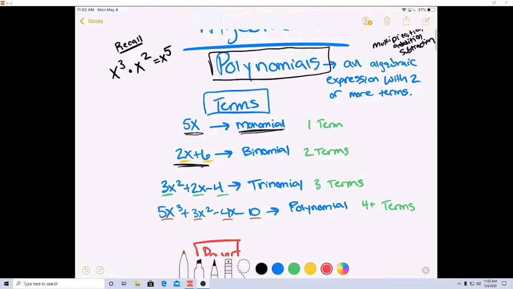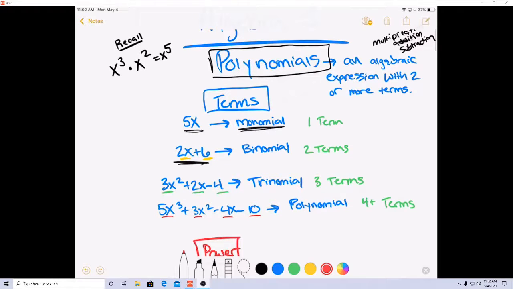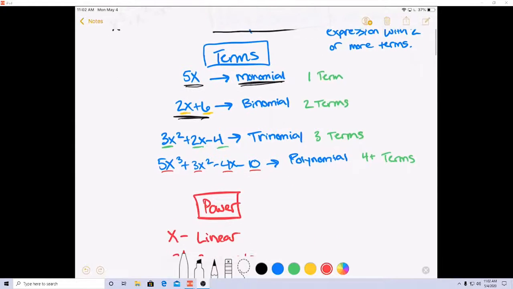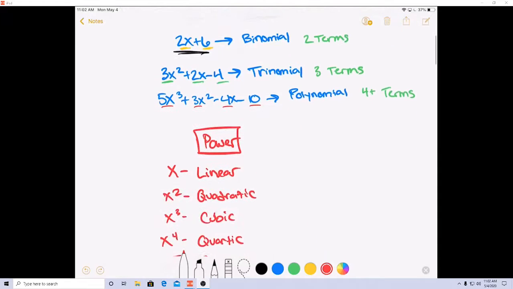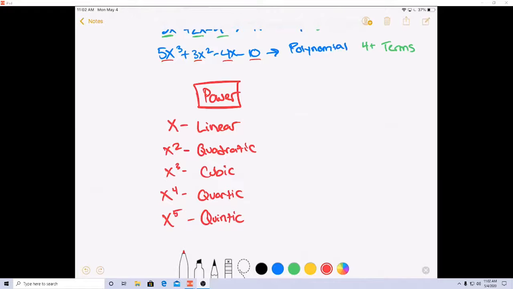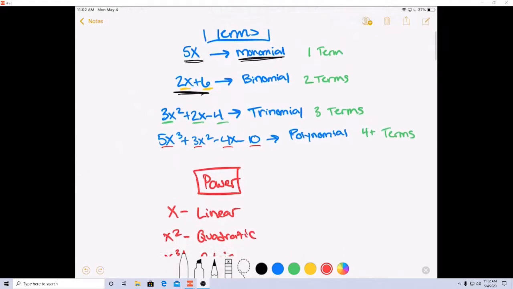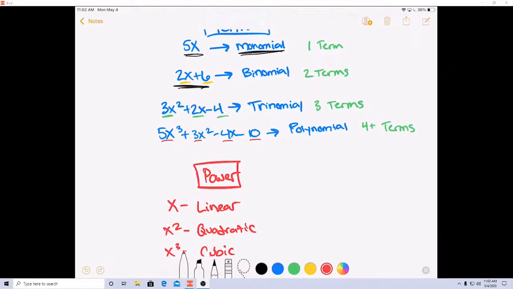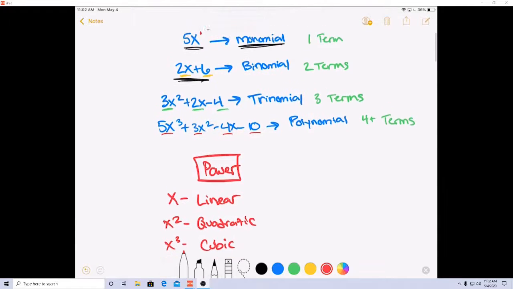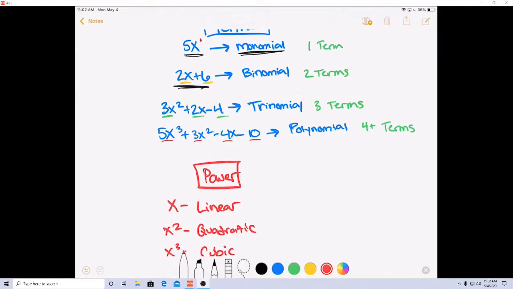It's not just a single term anymore. It has multiple terms. We have names for them, binomials, trinomials, stuff like that. We also can classify them based on the highest power that you see. So like the first one, the 5x, the power on that x is just a 1, right? We don't see it, but we know it's there. That's called linear. Same with this one. The highest power on that x, that's called linear because it's a power of 1.